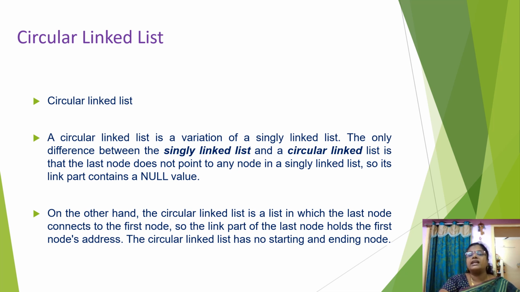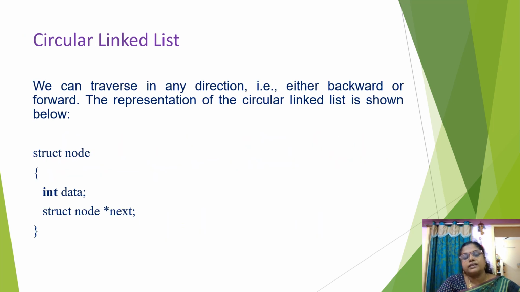So the circular linked list has no starting and ending node. In a circular linked list, we can traverse in any direction, either backward or forward. The representation of the circular linked list is shown below. We have defined a user-defined structure node that contains two members. One is the data of integer type. The next one is the pointer to the next node type.